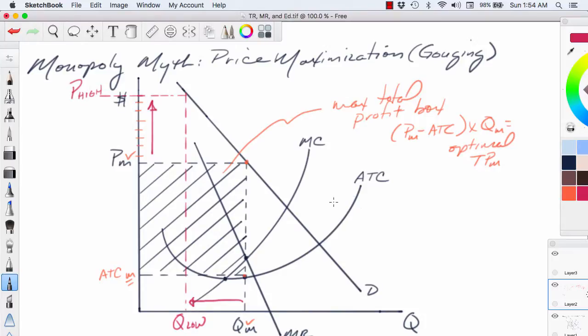And if we calculate the maximum profit box again, let's bring that ruler back in here and find where ATC is at that quantity. We're going to see we got a problem. You go, what do you mean we got a problem? Well, we're going to see that the profit box is much smaller. You go, prove it. Well, let's shade this in.